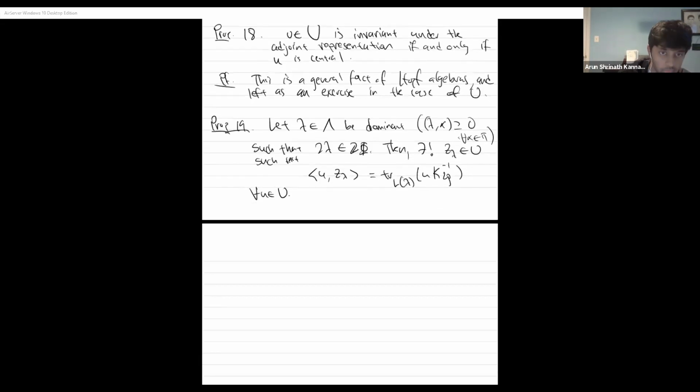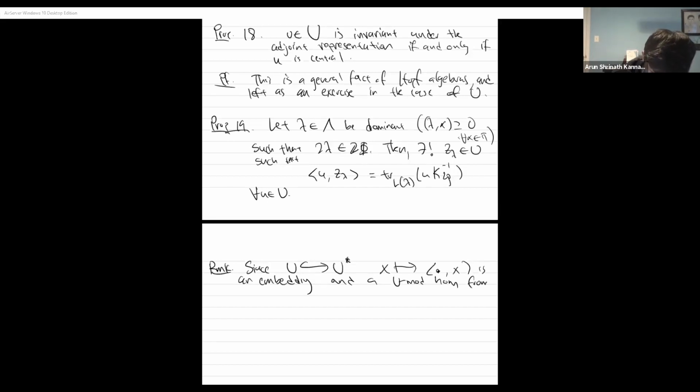So I just want to make a remark before we prove this. Remark: since we have this embedding of U to U dual, x maps to the pairing with x, this is a consequence of non-degeneracy. This is a consequence of invariance, an embedding of the adjoint representation into this dual.